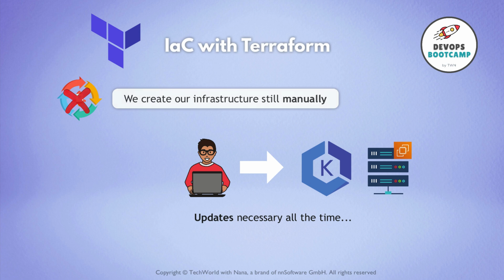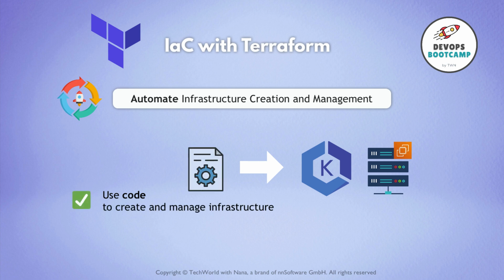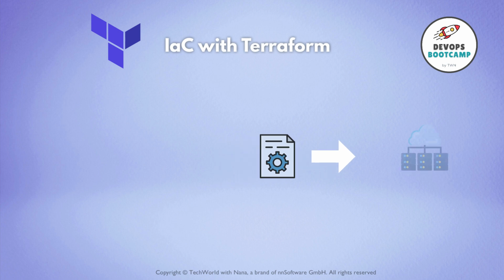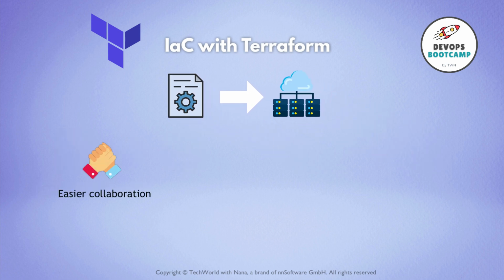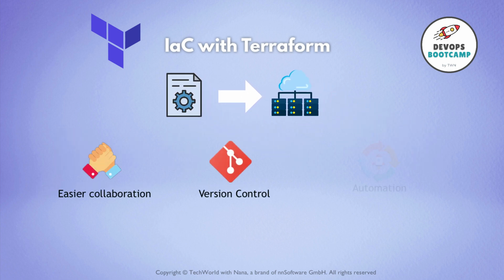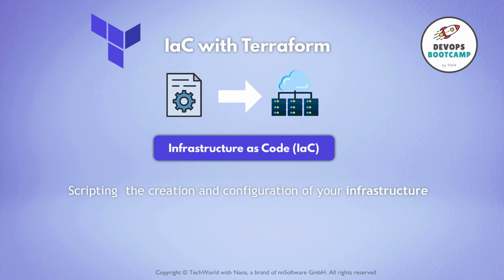So wouldn't it be great to automate this process just like we automated the build pipeline, and to manage creating and configuring infrastructure also using code? So scripting it just like we scripted the pipeline using Jenkinsfile, so that you can work on it as a team, have a history, and make adjustments as code. And that's the concept of infrastructure as code. Basically scripting the creation and configuration of your infrastructure.